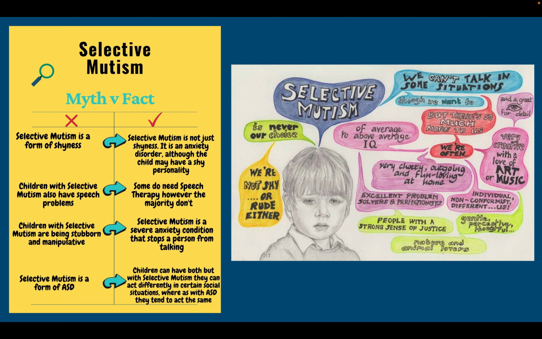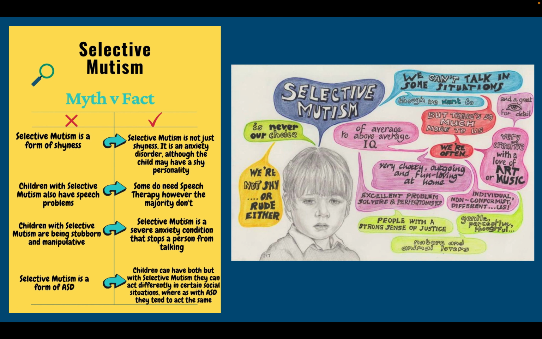They can have both, but the fact is, with selective mutism, they can act differently in certain social situations. But if you look at a child who is on the spectrum, they tend to act the same regardless of the situation, regardless of the context of communication, the social situation they're in, right? So that's something to consider when you think of selective mutism versus autism. So something very important to keep in mind.